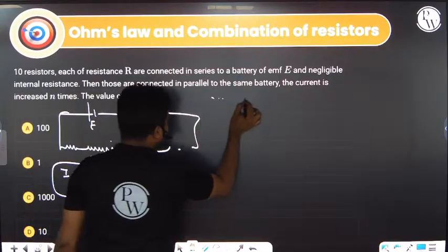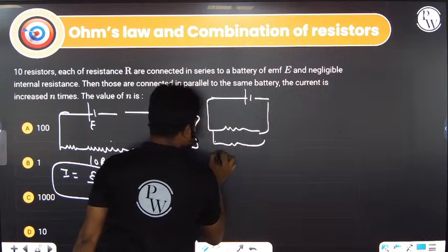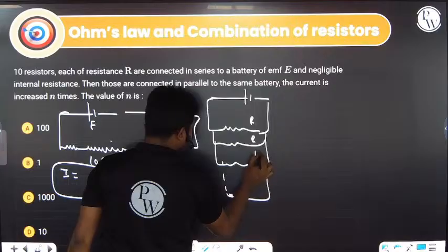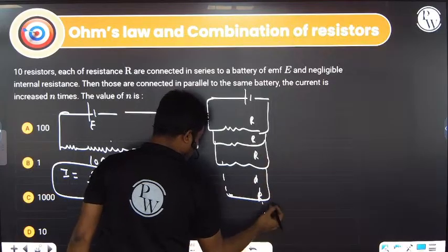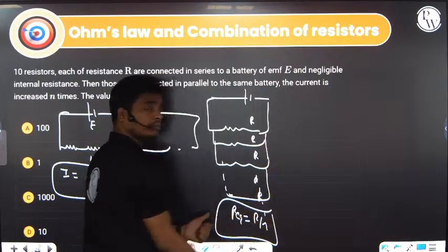Now in the second case, what is happening? Those resistors are connected in parallel, 1, 2, 3. So this one is R, this one is R, this one is R, and this one is R. How many times? N times. So what is R equivalent now? R by N, because they are connected in parallel combination.